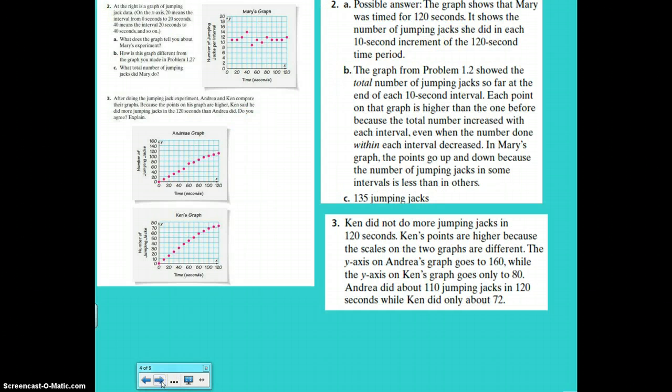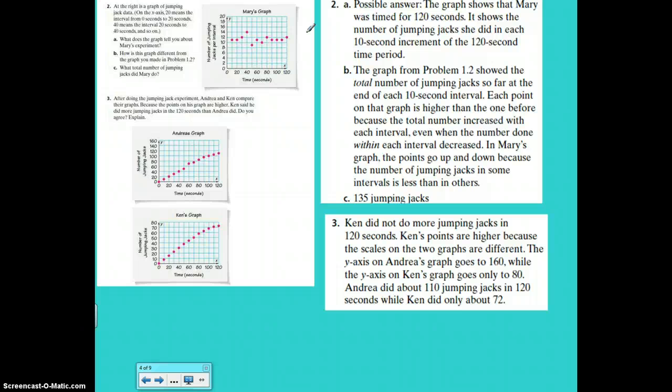On question 2, you were looking at Mary's graph here, time on the bottom, jumping jacks on the Y. It says, what does the graph tell you about Mary's experiment? So question A says possible answer. The graph showed that Mary was timed for 120 seconds. It shows the number of jumping jacks she did in each 10-second increment. How is her graph different than ours? That was question B. You can tell right away by looking, her graph is different than ours.